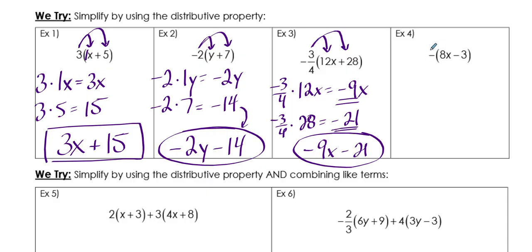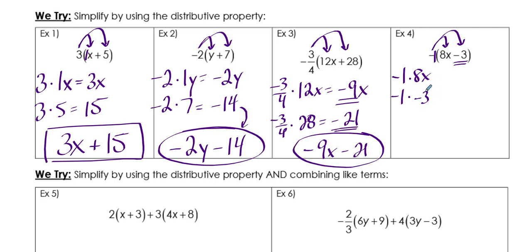Example 4, when we have a negative sign that's just sitting outside the parentheses, I want you to imagine that as a negative 1. We're going to distribute negative 1 into both of these terms. Negative 1 times 8x and negative 1 times negative 3. In that expression, I'm sure you're seeing that as a minus 3, but those are really the same thing. It's a negative 3 or minus 3.